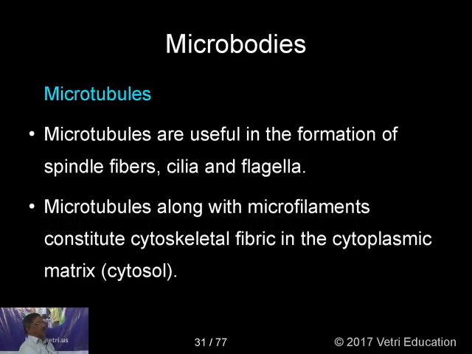Microtubules have a very important function here. We have formation of spindle fibers, cilia and flagella. During cell division, spindle formation takes place. In animal cells, centriole and centrosome are there. In plants, from which part can we get the spindle fibers? That is microtubules. In plant cells, the spindle fibers develop from the microtubules and they help in cell division.